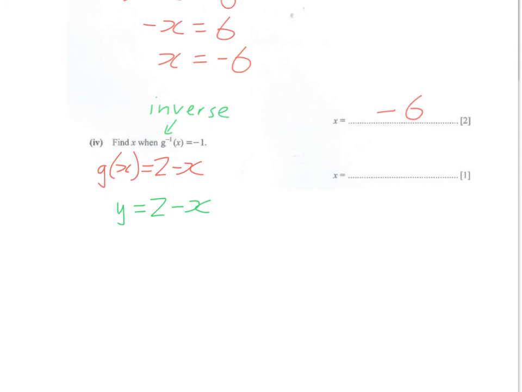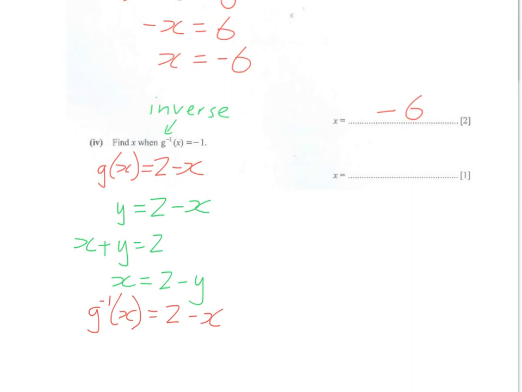So I could add x to both sides and then subtract y from both sides. Then once you've done that, you swap your x for the inverse g of x sign, and swap the y for an x. So it turns out this is a self-inverse function. To get back to where you started, just do what you did again.